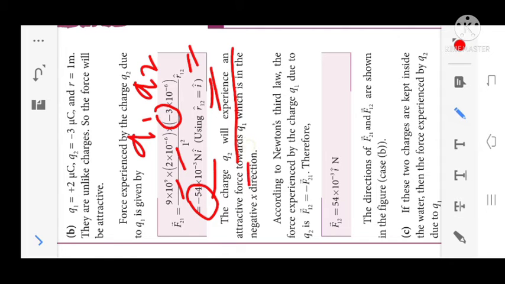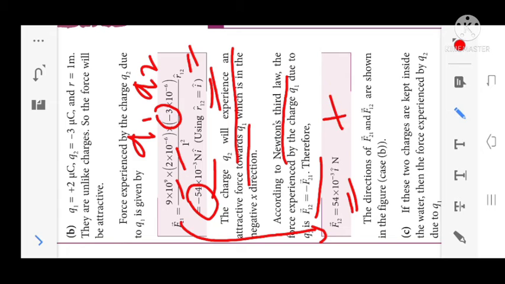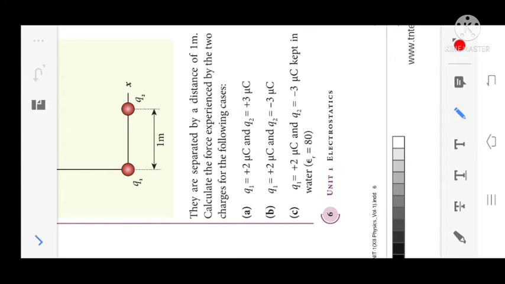So the charge Q2 will experience an attractive force towards Q1, because the direction is negative x-axis. Similarly, according to Newton's third law, the force experienced by the charge, F12, is equal to minus F21. So this is the same value in the opposite direction. Here the answer is plus, but in that expression the answer is negative. The force answer should be expressed in terms of magnitude, direction and unit. These three are important. Okay.